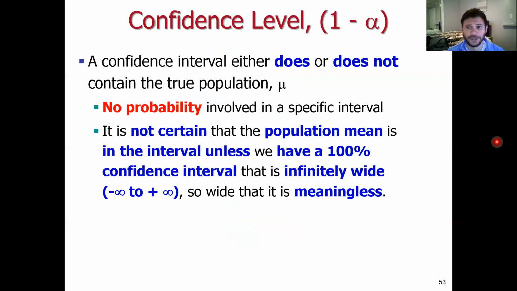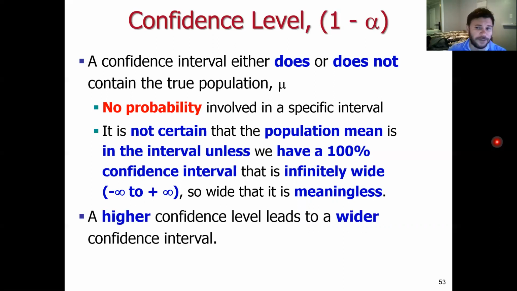Really, only in one case can we say this, and that's if we had a 100% confidence interval. But as we'll see momentarily, constructing a 100% confidence interval would wind up being infinitely wide. So your bounds would go from negative infinity to positive infinity. In that case, of course, it's going to contain the true population mu. But it winds up being meaningless to think of an error range that large.